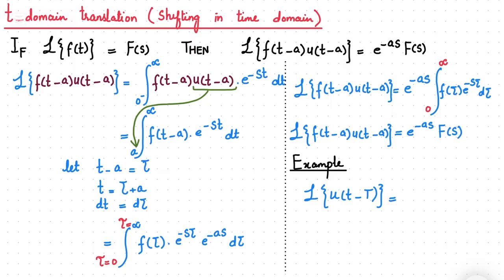multiplication of the frequency domain function by an exponential function e raised to power minus a s, because t is replaced as a over here.